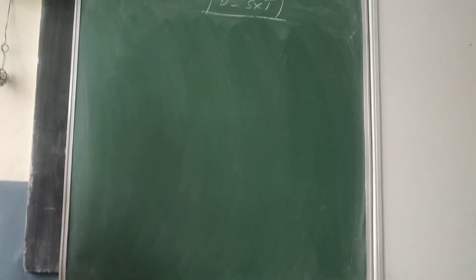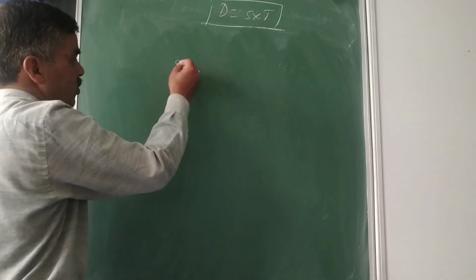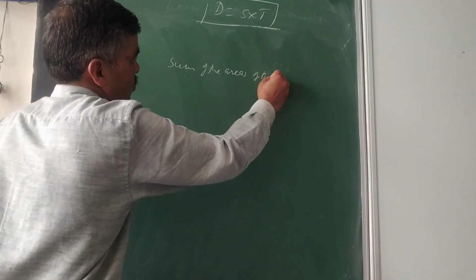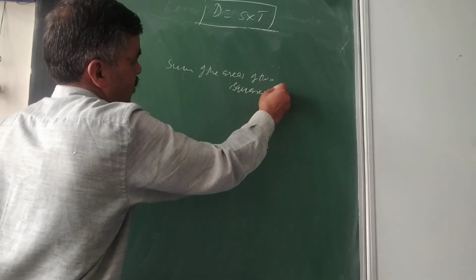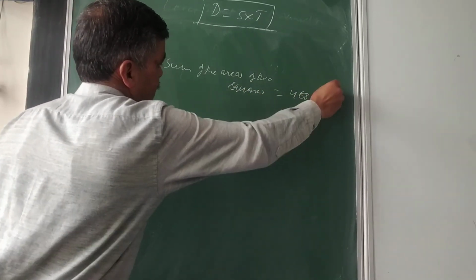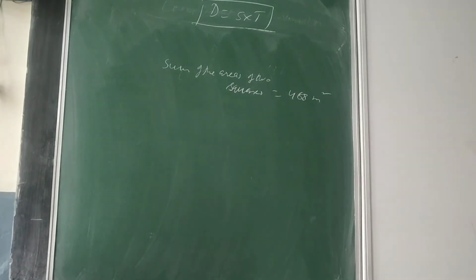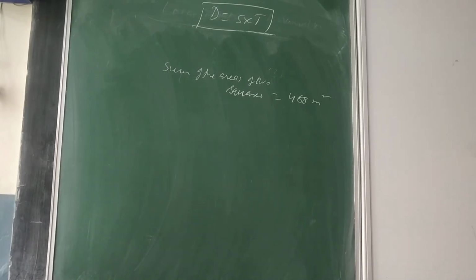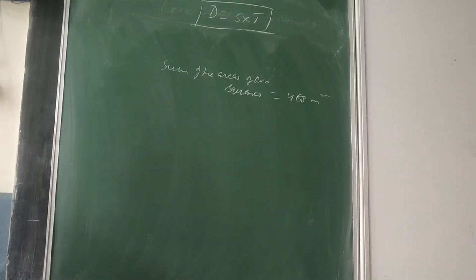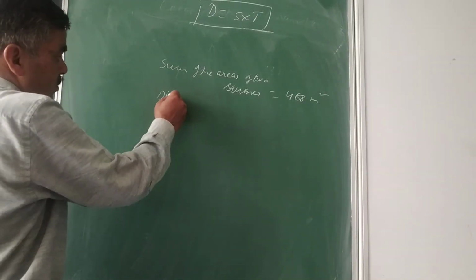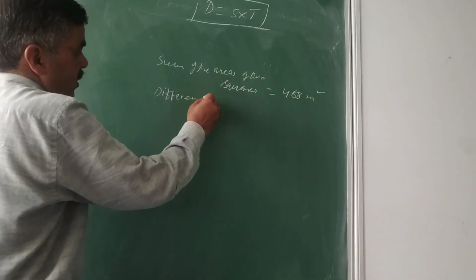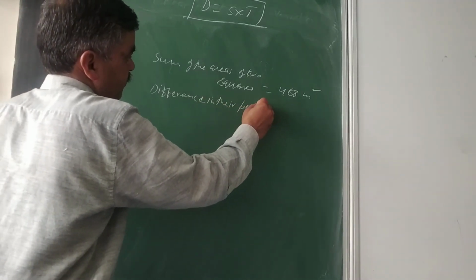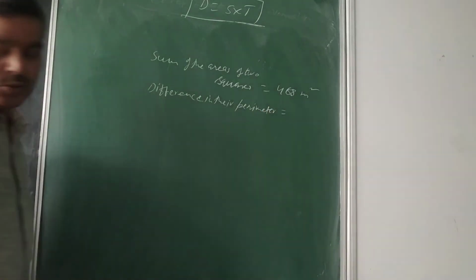Sum of the areas of two squares. Write the information whatever is given to you. The sum of the areas of two squares that is given to you is equal to 468. If it is meter square you need to write that. And then the difference between the perimeters of the two, the difference in their perimeter, that is also given.